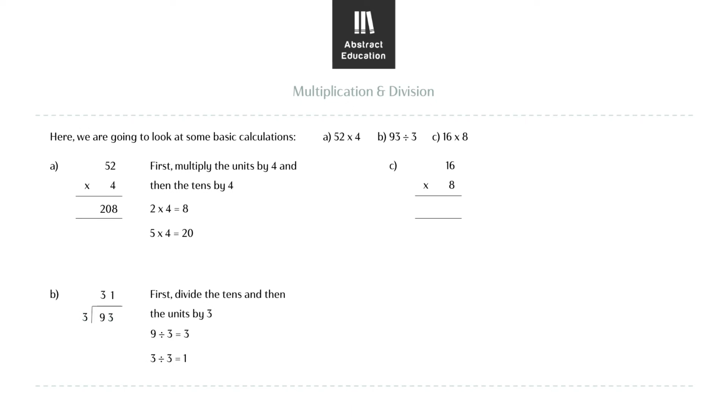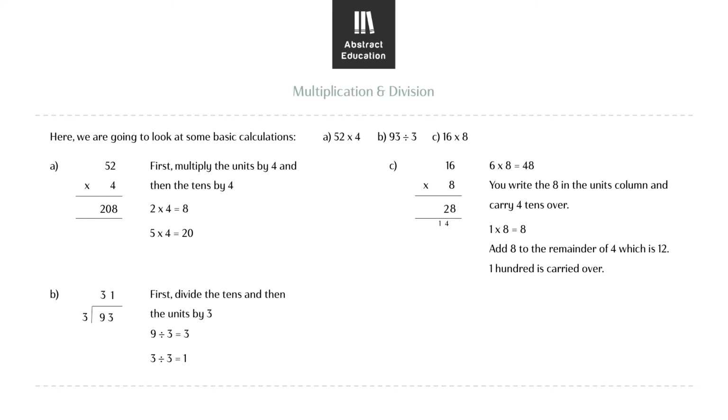16 multiplied by 8. So 6 times 8 equals 48. You write the 8 in the units column and carry 4 tens over. 1 times 8 equals 8, so add 8 to the carried 4, which is 12. 100 is carried over.